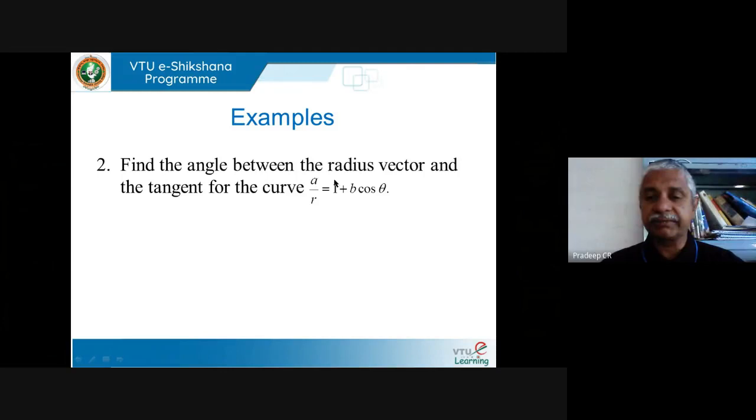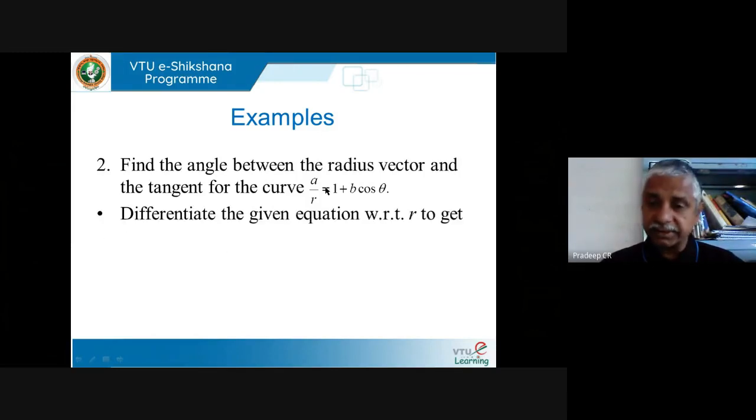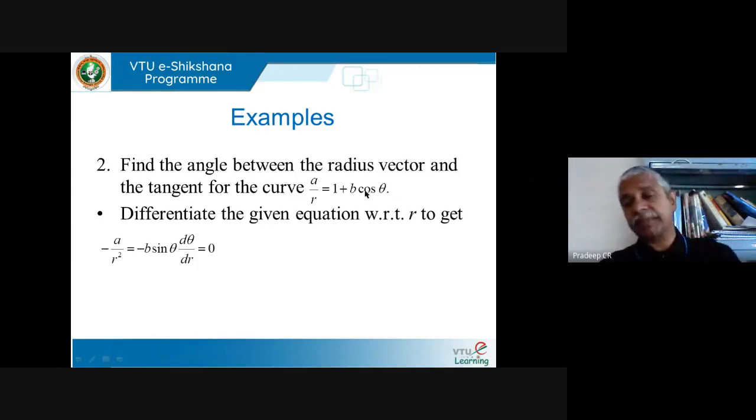Same standard thing. You just differentiate this, d theta by dr, so differentiate with respect to R. I already illustrated. So A by R, if I differentiate that, I'll get minus A by R square, since A is a constant. On the right hand side, you differentiate with respect to R. One is a constant, so zero. Plus B cos theta: B I can take out. Cos theta, if I differentiate, I'll get minus sine theta d theta by dr. That's what I have written here. Minus A by R square is minus B sine theta d theta by dr.